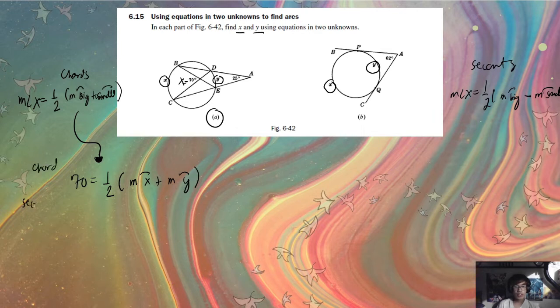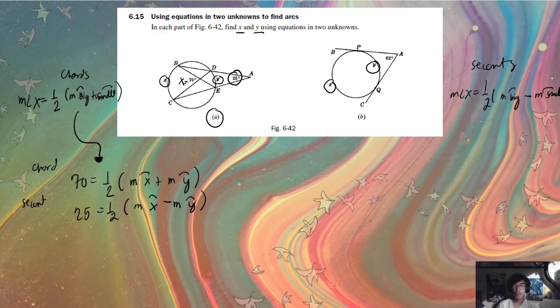For the secant, we can create another equation. Since these are secant lines, BA and CA, and there's an angle between the two secant lines, this is going to give us 25 is equal to 1/2 of the quantity measurement of arc x, since it's still the same problem, minus the measurement of arc y. The measurement of arc x minus the measurement of arc y, divided by 2, or times 1/2, is going to give us 25.